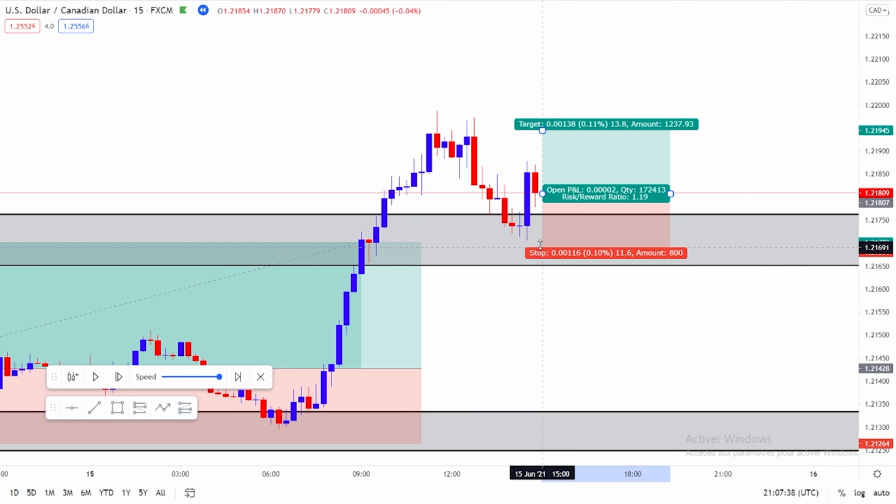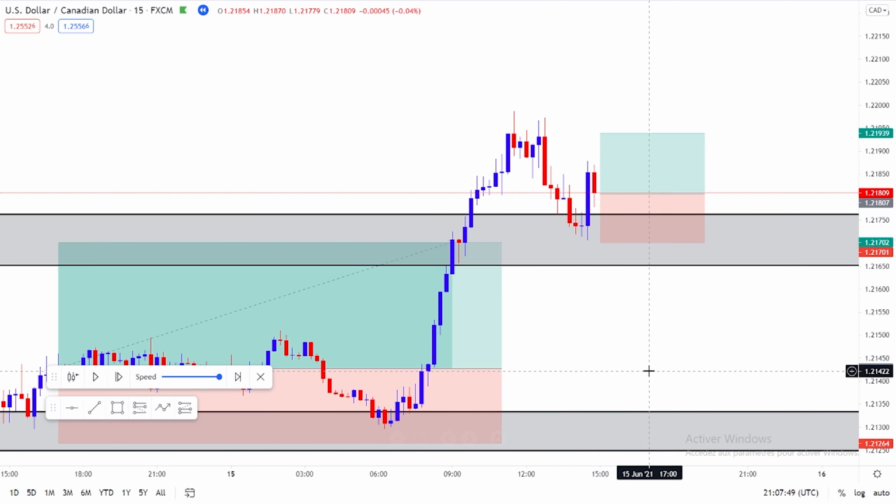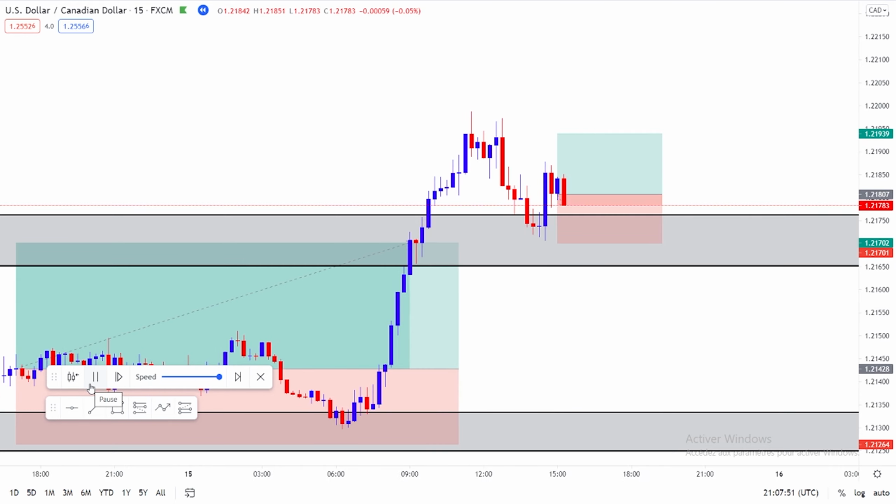My stop loss, as I told you, should be below any last wick, which is this, and my take profit should be on the previous higher high that contains a fair amount of sellers. So let's run this and see if our analysis was correct.